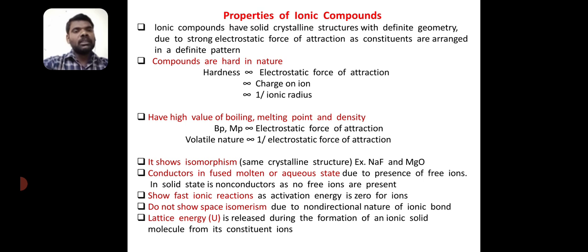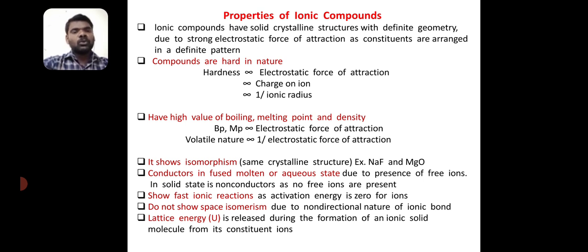And ionic compounds have high boiling points, melting points, and density. The boiling and melting point is directly proportional to the electrostatic force of attraction. Ionic compounds show isomorphism. Isomorphism is nothing but the same crystalline structure. For example, sodium fluoride and magnesium oxide show isomorphism. Ionic compounds are conductors in the fused, molten, or aqueous state due to the presence of free ions. In the solid state they are non-conductors, because there are no free ions present in it.